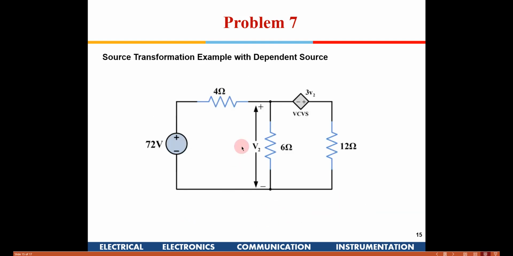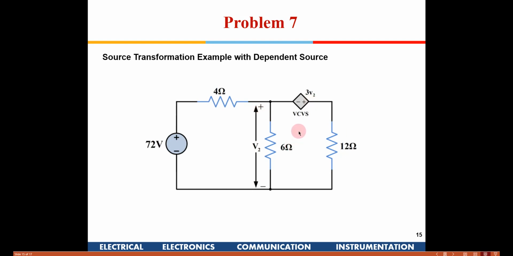There is one more problem here. Here you have a 72 volt source being applied, with a 4 ohm resistance in series. We have to compute this voltage, V2. Again you have a voltage controlled voltage source, given by 3V2, and the polarity is plus here and minus here, and this is the voltage which is coming across V2. So we need to simplify this.